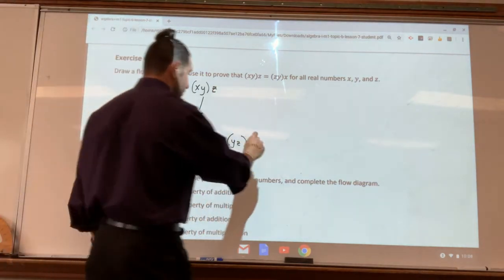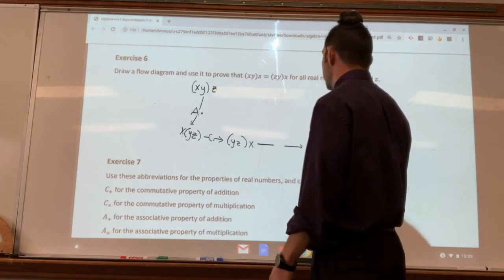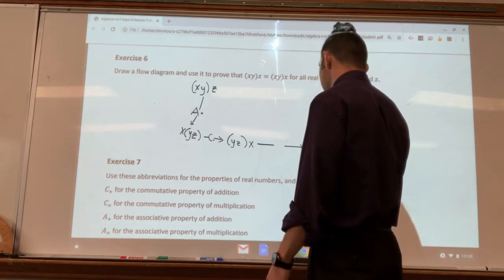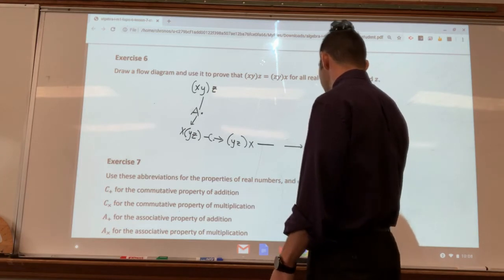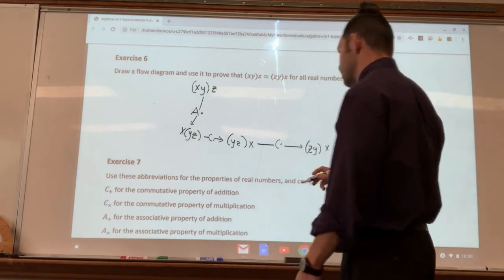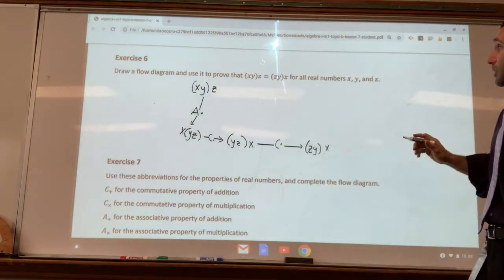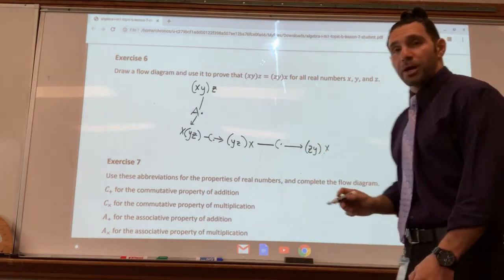Last but not least, now I've got yz times x, because we wanted zy first, zy times x. So now we flip the y and the z. That's the commutative property again of multiplication. So now I've used the flow chart, starting with the associative property, the commutative property, the commutative property.